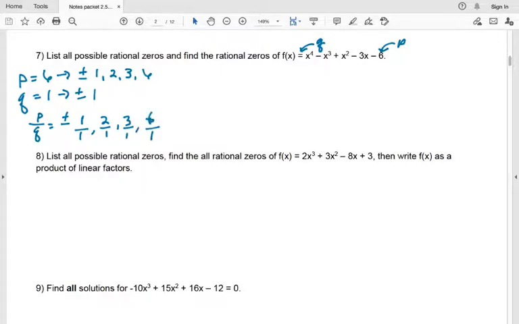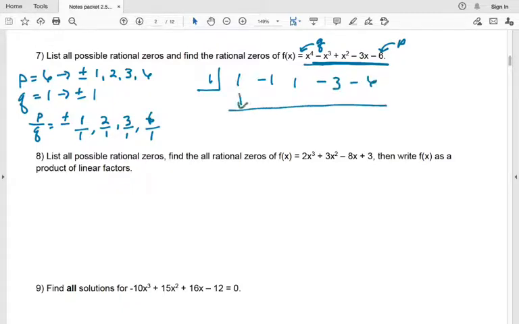Okay, so I want to see what the actual zeros are. So to do that, I'm going to do synthetic division. If I get a remainder of 0, then I know it's a 0. Another way to do it is to use your graphing calculator, graph this, and actually see where the zeros are. But let's make it hard. So first thing I'm going to do is I'm going to try 1. I usually always try 1 first. So put the coefficients of each of those terms.